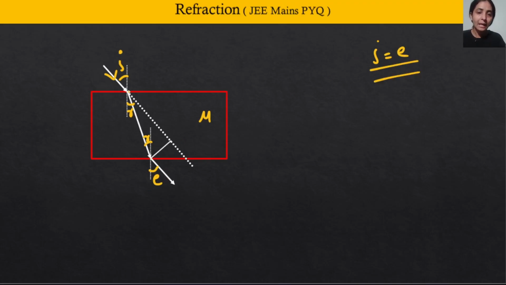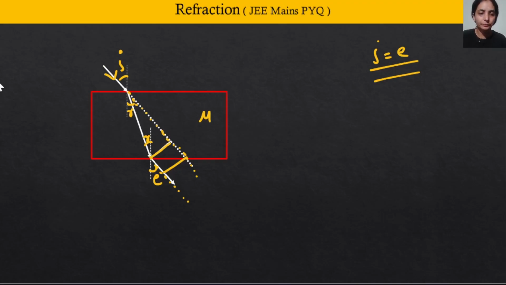The angle is equal, but if the slab were not there, the incident light would have come in this direction. But now it is in this direction because of the slab. So parallel shifting of light has occurred. And the distance by which it has shifted parallelly is called lateral shift. So this distance we need to calculate here.